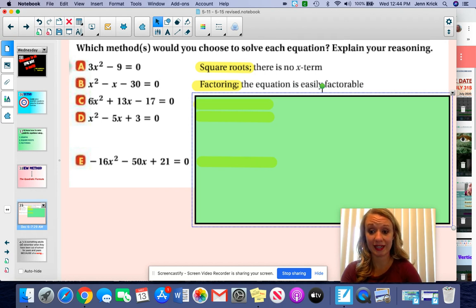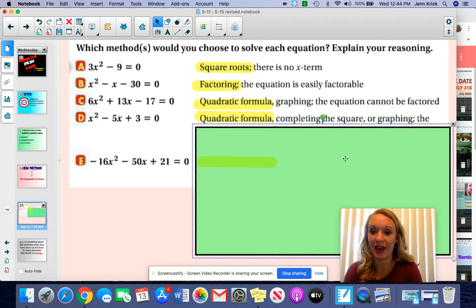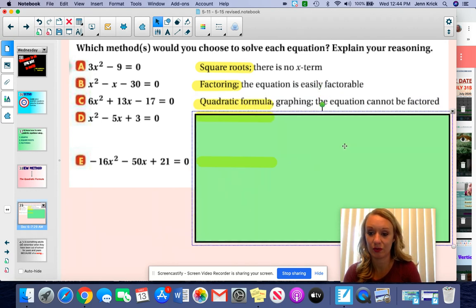For this one here, you've got 6x squared plus 13x minus 17. Just think about multiplying AC together right there. 6 times -17. 617, that's my birthday. That's a lot. And actually, it's not factorable, which means you're going to use the quadratic formula. So whenever you see a quadratic with these really big numbers, or you can't easily find two numbers that multiply to AC and add up to B, you're going to use the quadratic formula.